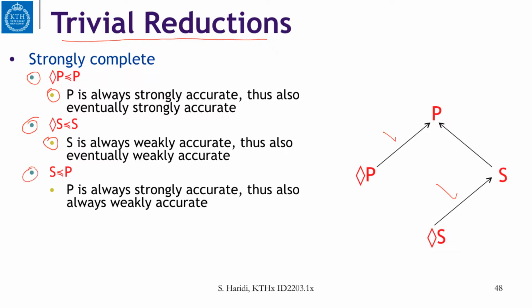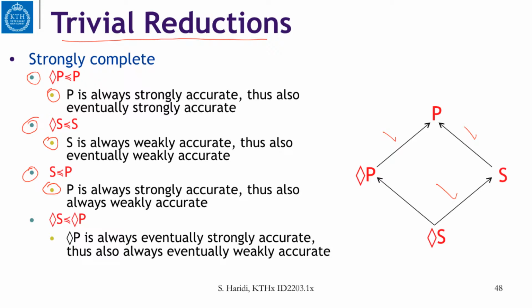Next, S is always reducible to P. P can always implement S, because if you are strongly accurate against all processes, then you are also strongly accurate towards one correct process. So P is always strongly accurate, thus it is also weakly accurate. So we've done this property.